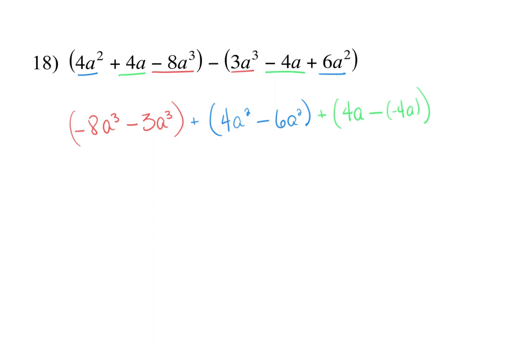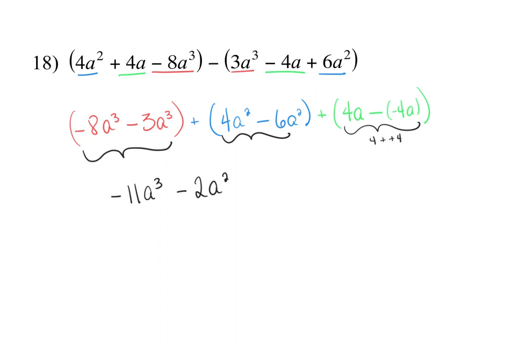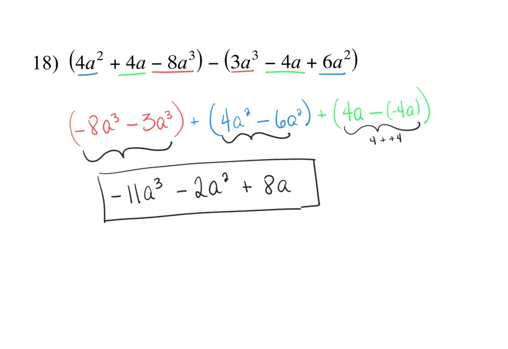Then I am going to just simplify those. Negative 8 and negative 3 give me negative 11a cubed. 4 minus 6 is going to give me a negative 2a squared. And 4 minus a negative 4, that is the same thing as 4 plus a positive 4. So that is going to give me a positive 8a. And that is as simple as it gets. That is my answer.